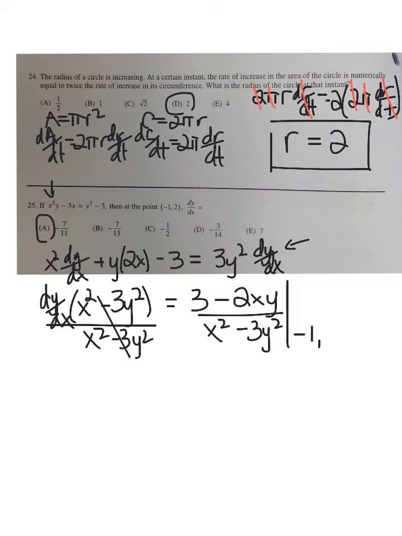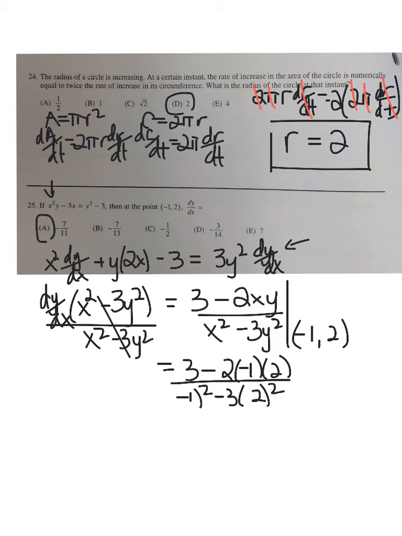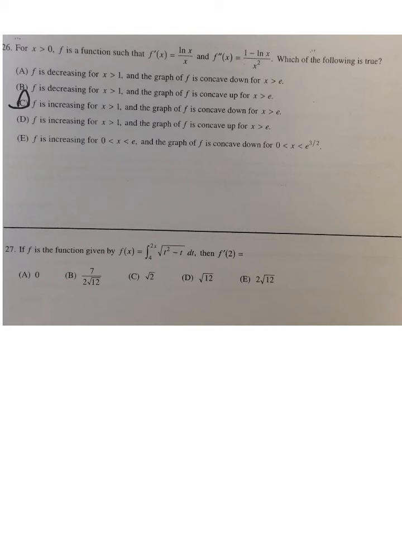Okay? Now they wanted us to go a step further though, and they want you to evaluate this at the point (negative 1, 2). So I'm going to plug in negative 1 everywhere I see an x, and I am going to plug in 2 everywhere I see a y. Okay, so in my numerator, I'm going to end up with 3 plus 4, and in the denominator, I'm going to have 1 minus 12. That's going to be 7 over negative 11. For number 26, the answer is choice C.